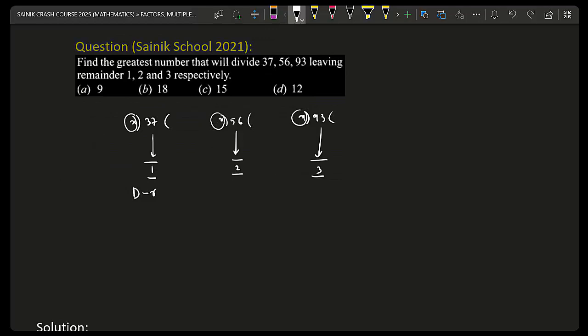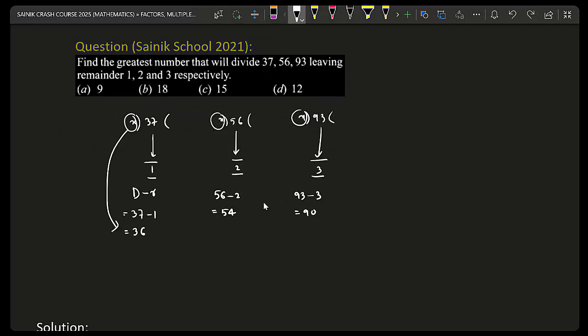Okay, Pranay will be back. So let me explain this. We know dividend minus remainder is always divisible by the divisor. So 37 minus 1 is 36. Similarly, 56 minus 2 is divisible by the divisor x, so it is 54. 93 minus 3 is 90. So x divides 36, that means x is a factor of 36. x is a factor of 54. x is a factor of 90.